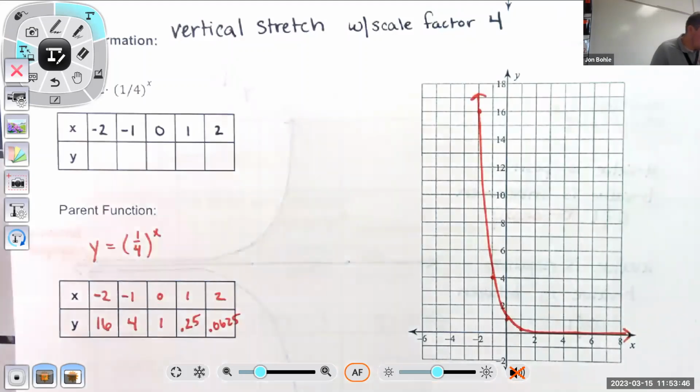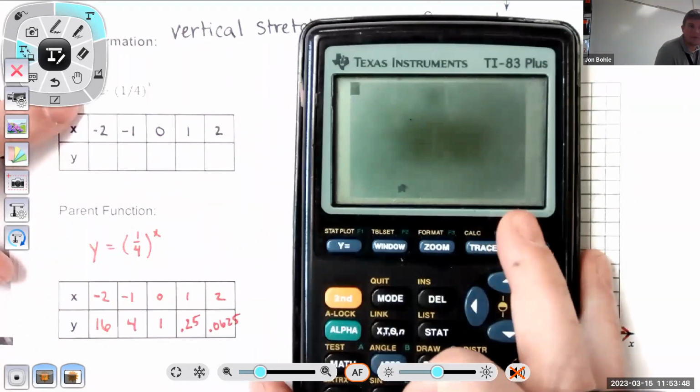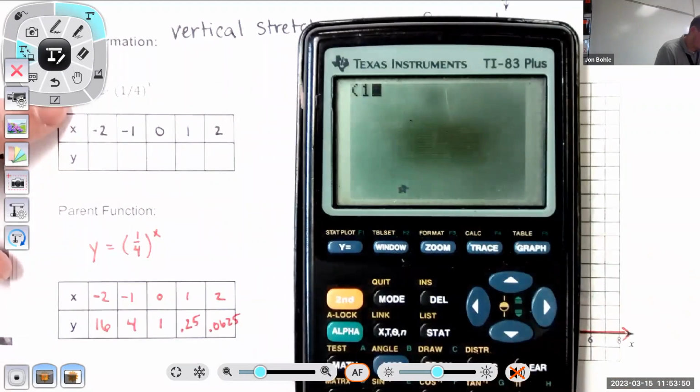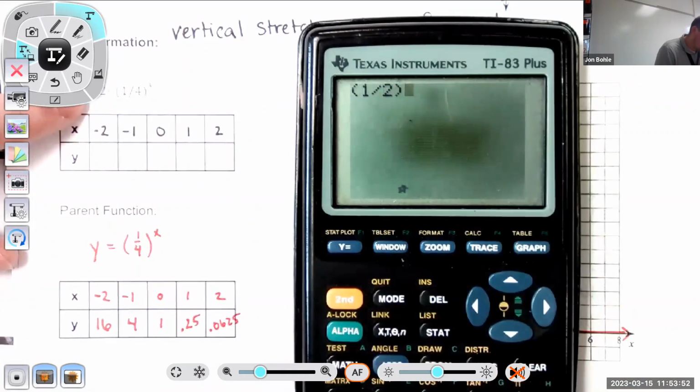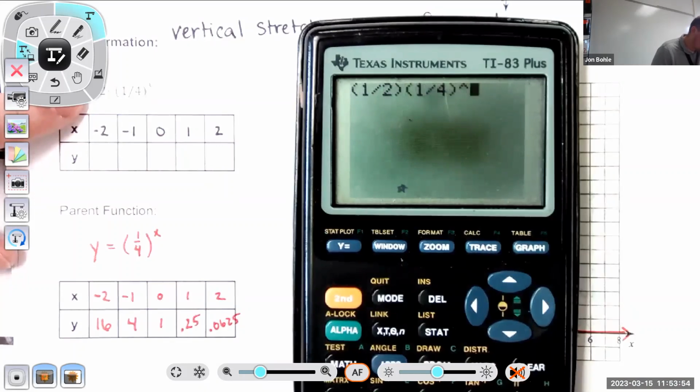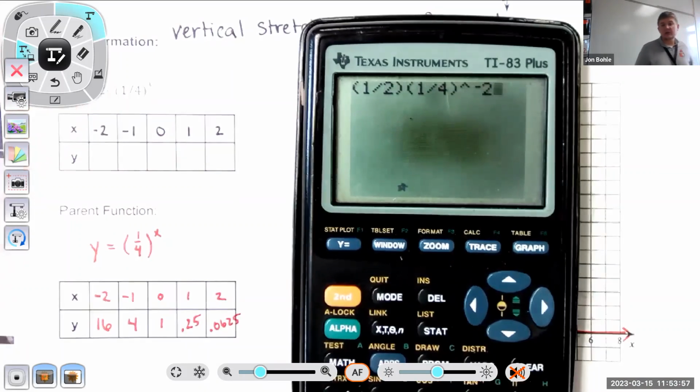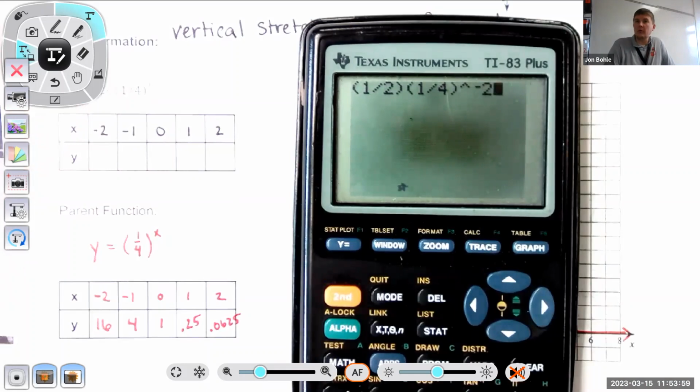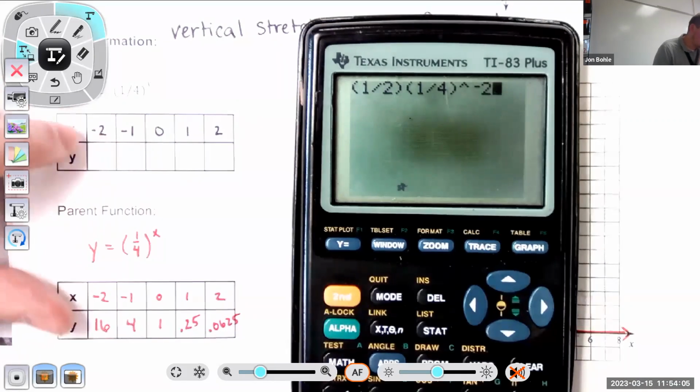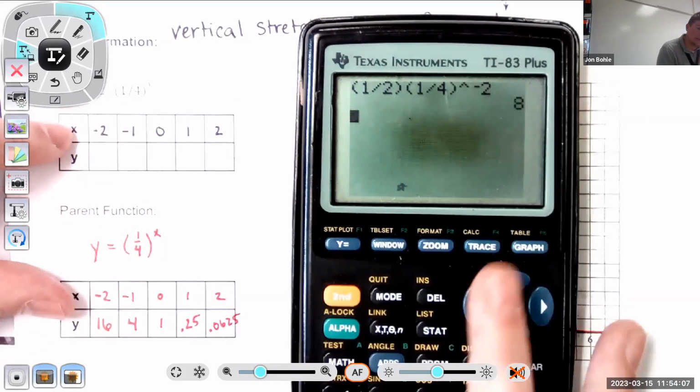Okay, so then I'm going to take my calculator for this one. This is how it's going to look. You have to have this one half and this 1/4 in parentheses. So that's how you have to do multiple fractions. This is what it'll look like. So 1/2 times 1/4 to the negative second power is going to be 8.